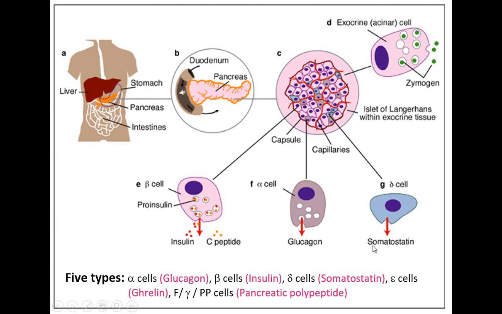And somato, that is soma, refers to body cells, so it inhibits the body cells. But here it is alpha cells and beta cells. Because these two are opposite in nature, if insulin is over-released it may cause a decrease in blood sugar level. If glucagon is released in more amount, then it will lead to an increase in blood sugar level.